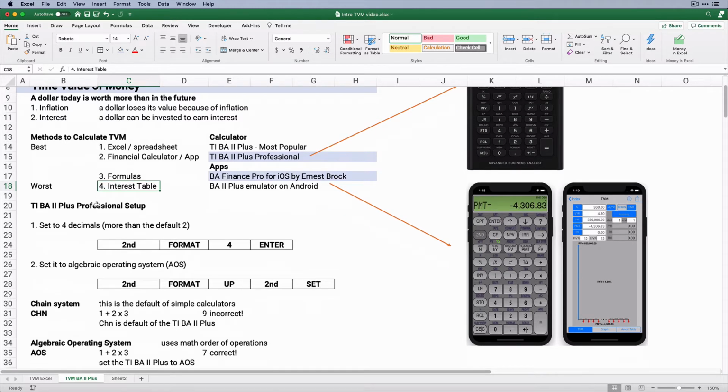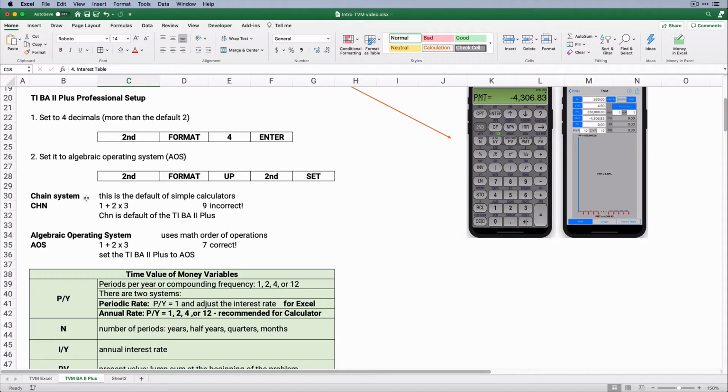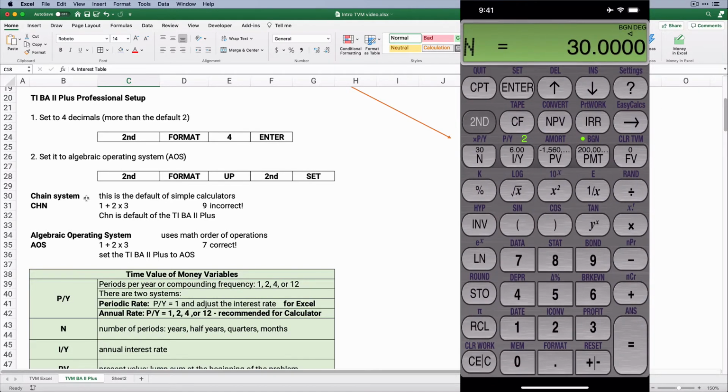Now, when you have your Texas Instruments BA2 Plus, I recommend two settings that you need to set at the very beginning. All right, so here is my BA Finance Pro app. So I'm going to enter here, and the default is set for 2 decimals. Now, if you're going to do work in business, you're going to need more than the default 2. Let me show you where we see this. Second function format, I have it set for 4 decimals, but it generally comes at 2 decimals.